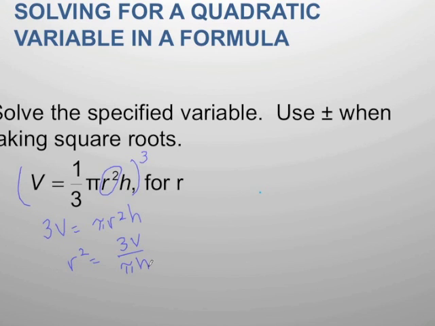Taking the square root of both sides, I'll find out that r equals plus or minus the square root of 3v over pi h. I will need to rationalize the denominator, so I'm going to take the square root of pi h times each the numerator and the denominator. r will equal plus or minus the square root of 3v pi h all over pi h.